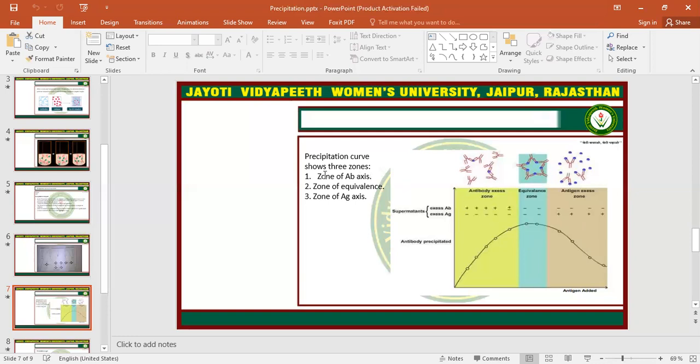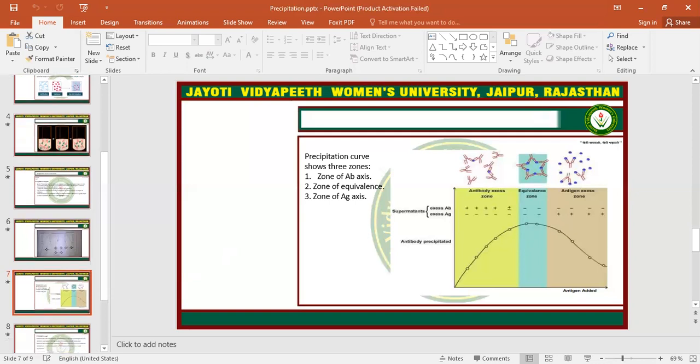So the two regions, zone of antibody excess and zone of antigen excess, are there. What about the third tube? Where a precipitate is formed, the antigen and antibody concentration is equal. So it is a zone where the antigen and antibody concentration is equal, and it will be considered the zone of equivalence. Okay, so three zones are there: zone of antibody excess, zone of equivalence, and zone of antigen excess.